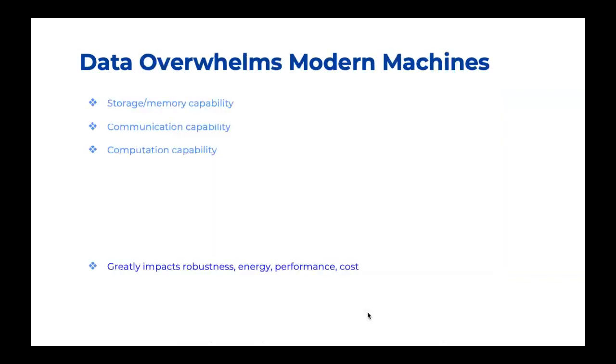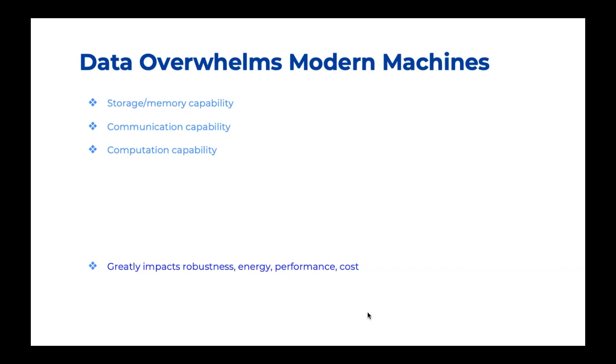So data overwhelms modern machines, and we know computers have storage and memory capability and communication capability. We said input and output, and also computation capability. This is what we need in a computation machine, which we talked about. What greatly impacts an architecture or these three functions of a computation machine is energy, performance, cost, and robustness.